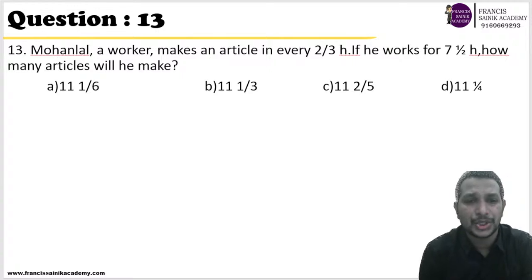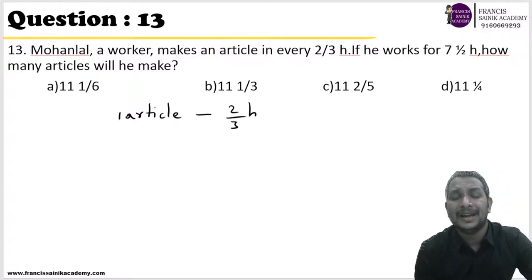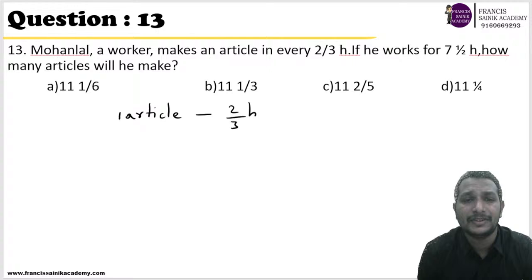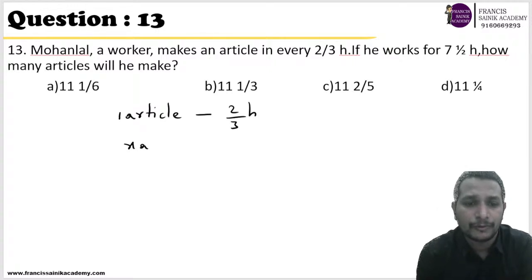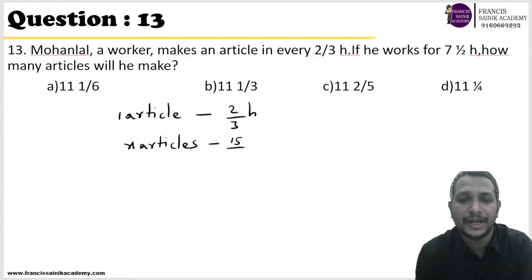So here in this question, we are preparing an article, and we need to find how much time it takes to make one article. One article is prepared in 2/3 hours. But if he works for 7.5 hours, we don't know how many articles he can make. I want to convert 7.5 hours into a mixed fraction, 7 1/2, which means 15/2.